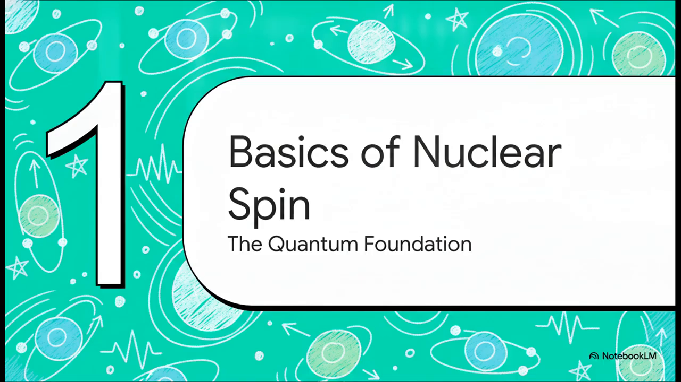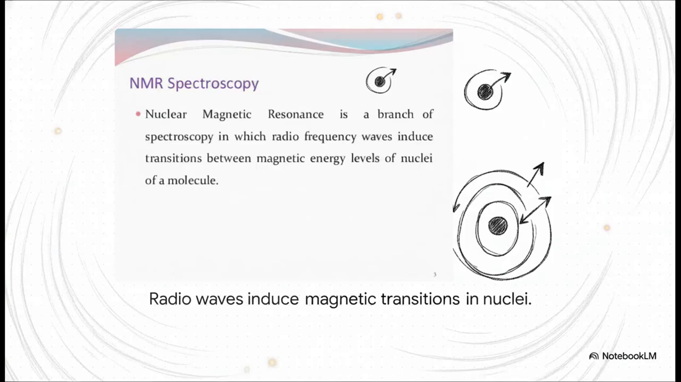Section 1. Basics of nuclear spin. So what are we actually doing here? Well, as we've defined it, nuclear magnetic resonance essentially looks at how radio frequency waves interact with the magnetic energy levels of a molecule's nuclei. We aren't breaking chemical bonds, and we definitely aren't destroying the sample. We are simply, gently, coaxing transitions between energy levels.